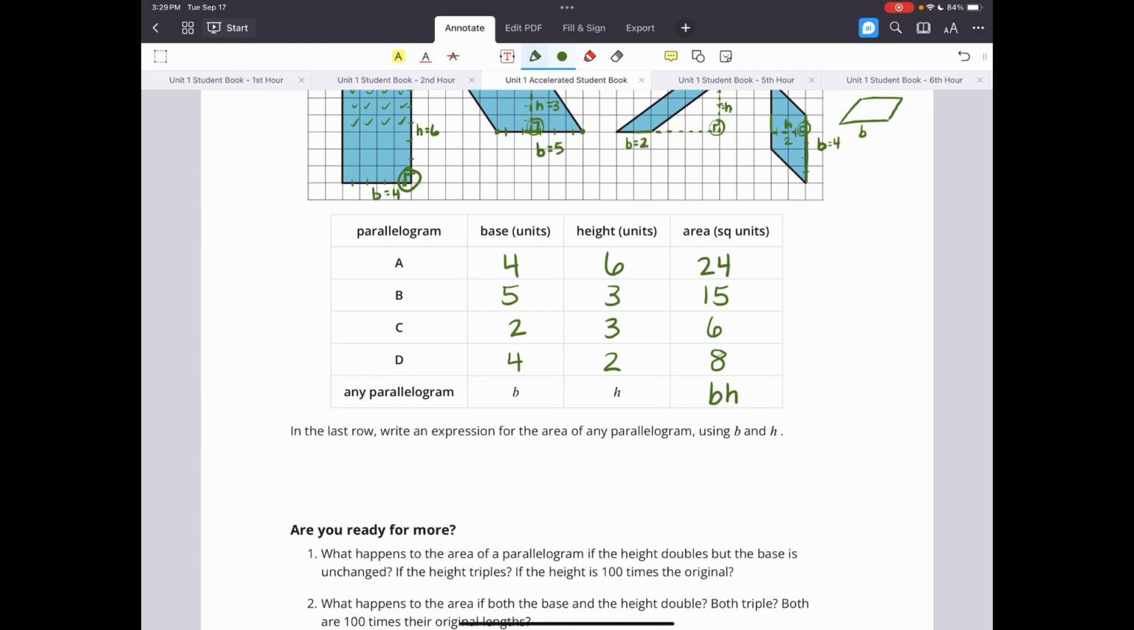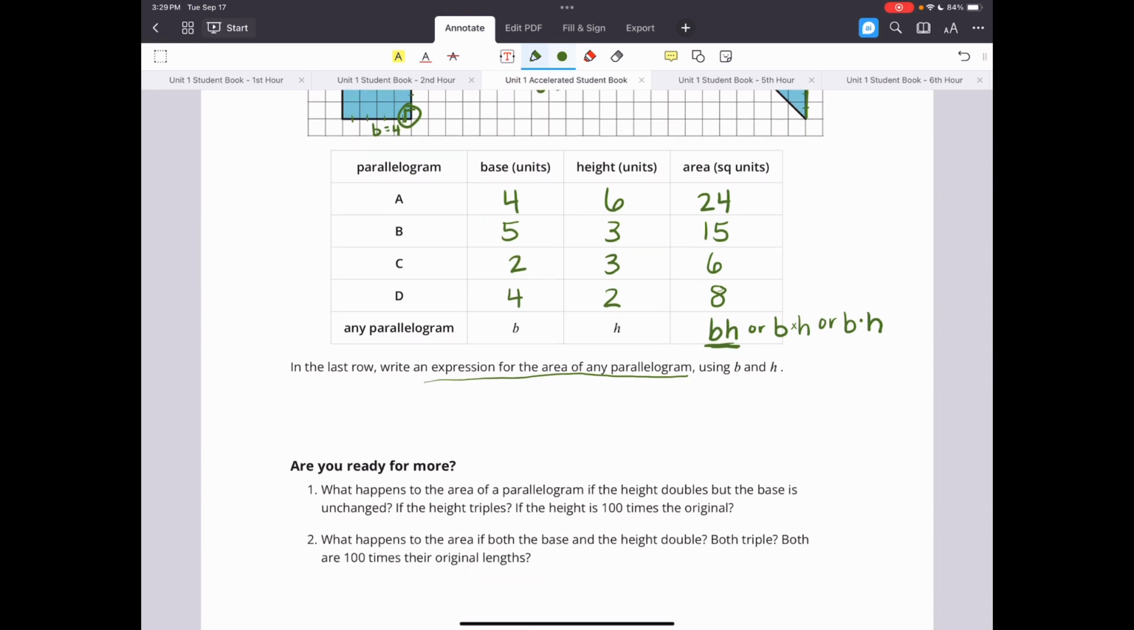So the expression for the area of any parallelogram is BH, base times height. So if you want to make a note of that, base times height if you're forgetting, or if you're good with using the dot now, base times height, that dot means multiply. But all of those are the same. This is just how we're going to see it algebraically from this point moving forward in middle school and high school.